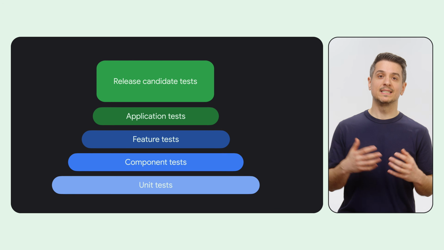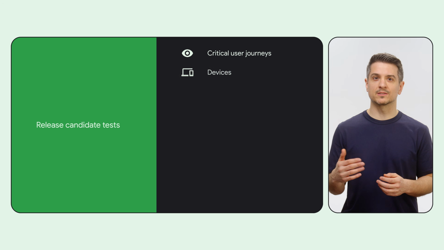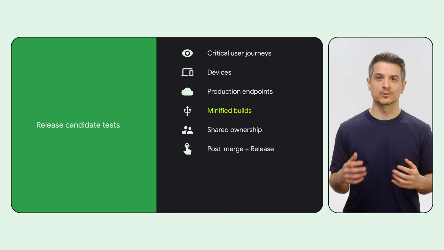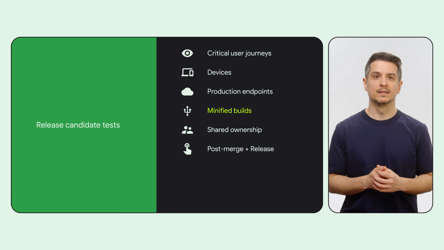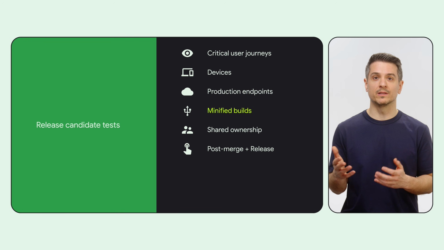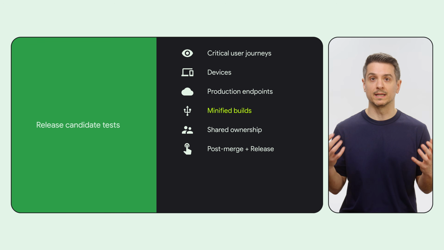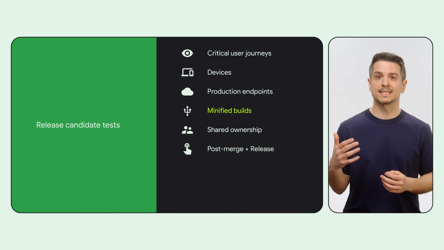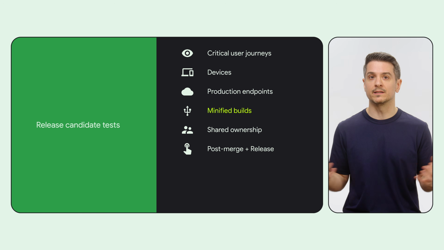And finally, release candidate tests are very important because they're the only ones that use a release build, so a minified or optimized binary. It's very easy to release an app with a bug because of minification or bad ProGuard rules. You can run these tests daily or when you have a release candidate.